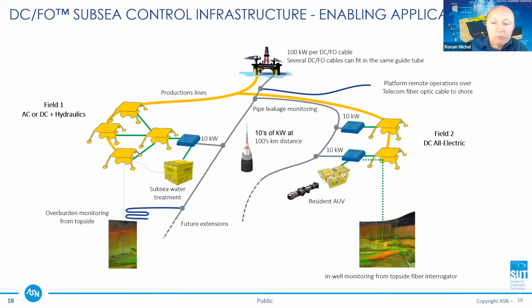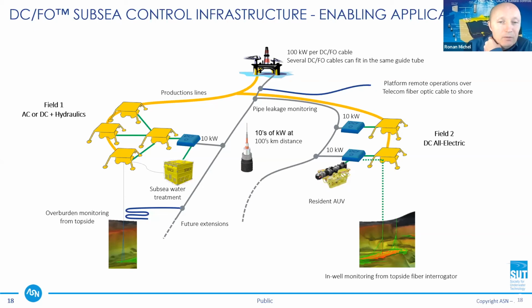Or also what you can do is monitor pipe leakages when the DCFO cable is along the pipeline. And also you can measure for threats. So let's say a trawler coming by, you can know about the trawler. So to say that DCFO is an enabler, or you can see it as an Android platform to plug many applications on top. So that is my little submarine, which is doing a short survey of my field.